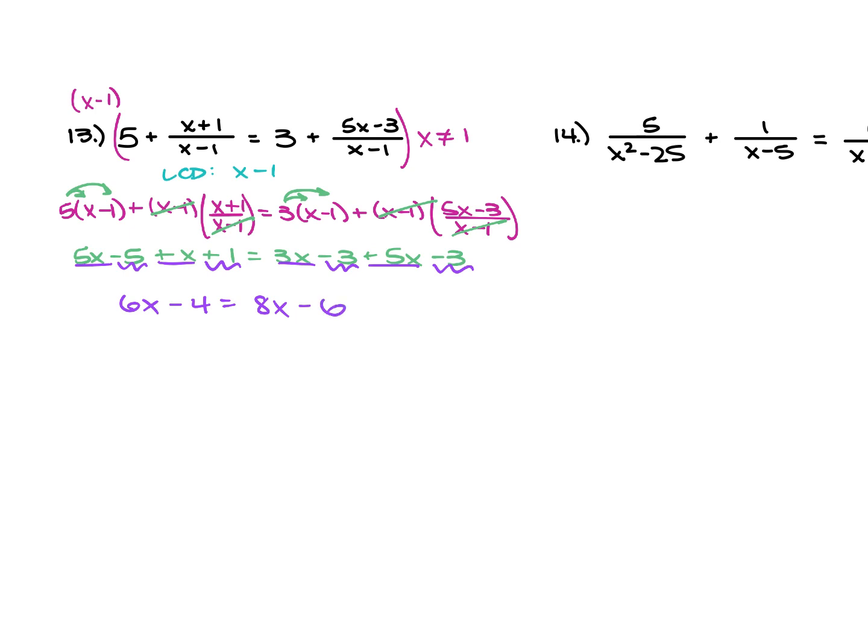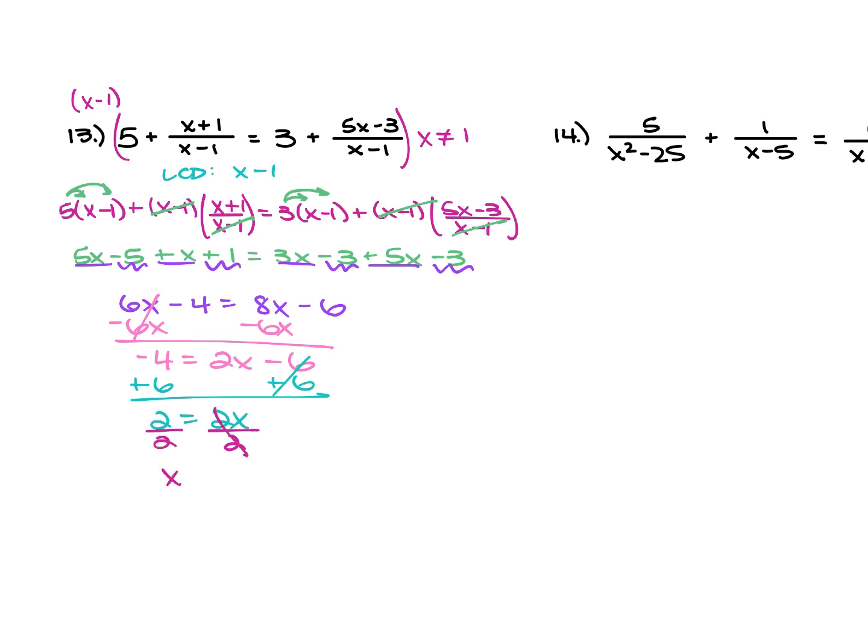I would rather move the 6x over to be with the 8x by subtracting it from each side. So I'm left with a positive x value. So that's going to be negative 4 is equal to 2x minus 6. We move the 6 over by adding it to both sides. We get that 2 is equal to 2x. We divide each side by the 2 in front of the x, and we get that x is equal to 1.